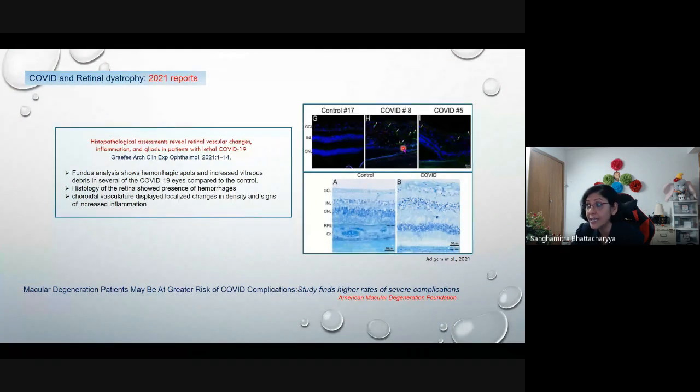So actually, the retina gets infected with the virus. So it's not only the lungs that get affected with the COVID infection. And we were really excited with this outcome.